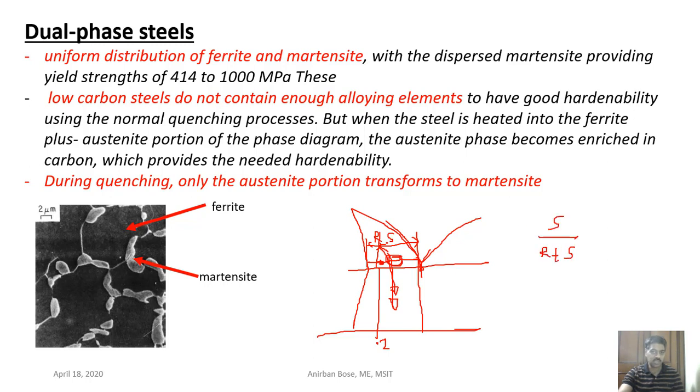That means the S portion is very large, so most of the thing is ferrite, and only a small portion is austenite. But the percentage of carbon in the austenite is very rich, and that is why that austenite will be converted into martensite. Okay, and that is why the structure will be like this. Since dual phases are present, it's called a dual phase steel. So during quenching, only the austenite portion transformed to martensite.